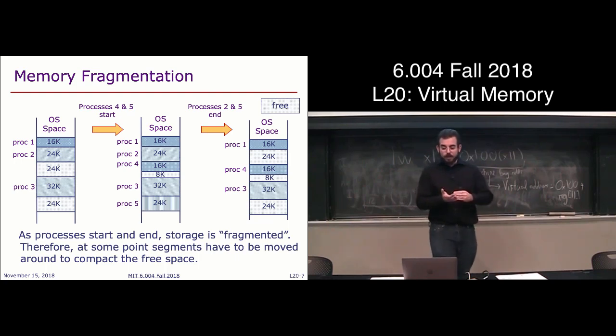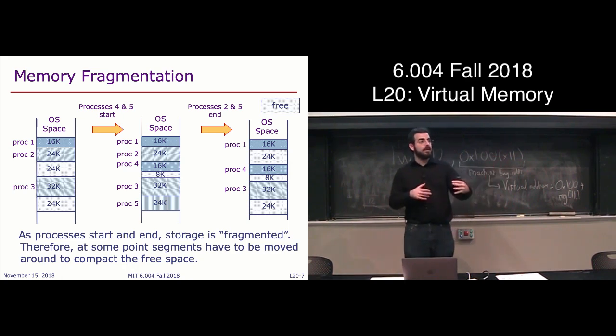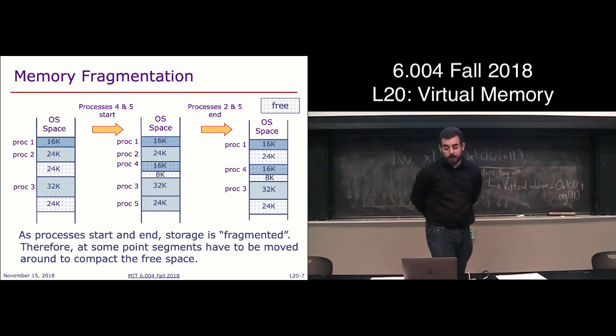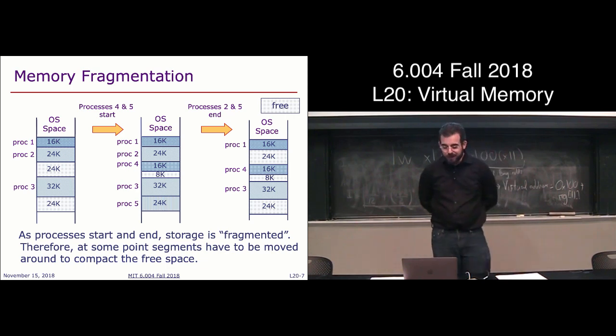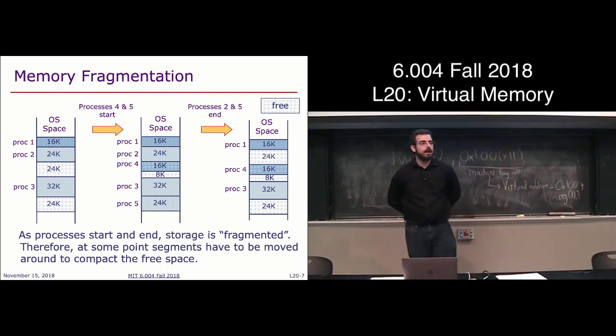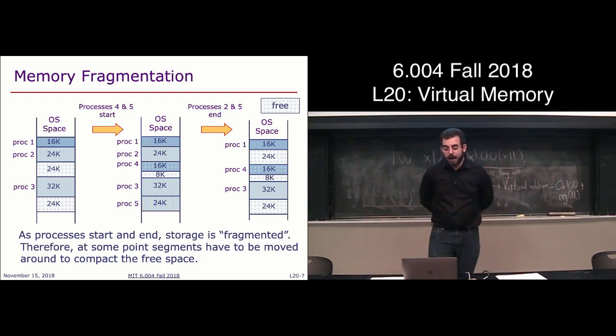So we would need to move, for example, process 3 8 kilobytes up to create a chunk of 32 kilobytes, and that's expensive, right? Because this example shows 32 kilobytes, but if you're talking about 2 gigabytes and moving an entire chunk of 2 gigabytes of data from one place to another, that's very, very expensive. That's going to take a lot of latency.